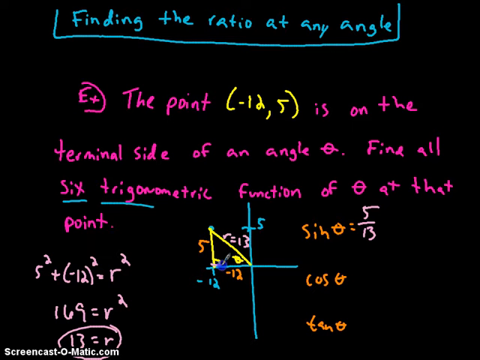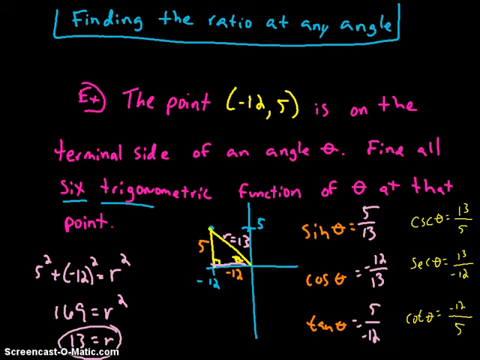Cosine would be adjacent over hypotenuse. This is adjacent, so it would be negative 12 over 13. And tangent would be opposite over adjacent, so it would be 5 over negative 12. So for the reciprocal identities, cosecant, secant, and cotangent, we already know cosecant is hypotenuse over opposite, or just whatever sine is, flip it. So it's 13 over 5, and whatever cosine is, I'll flip it to find secant, and whatever tangent is, I'll flip it to find cotangent. You can follow the formula, I just know it's the reciprocal of the first 3.